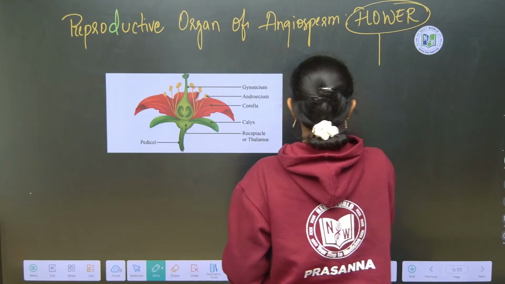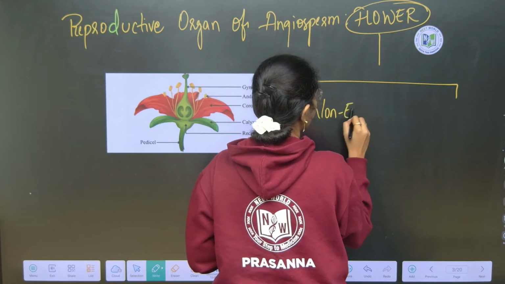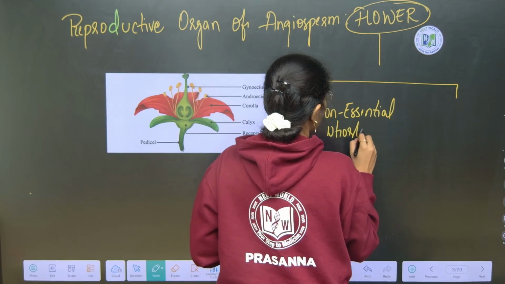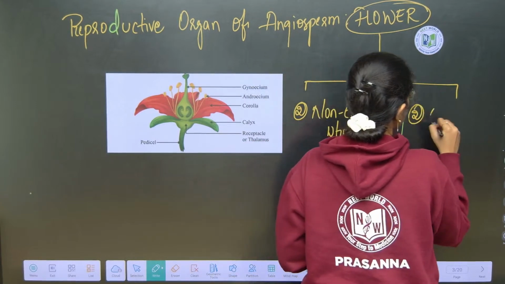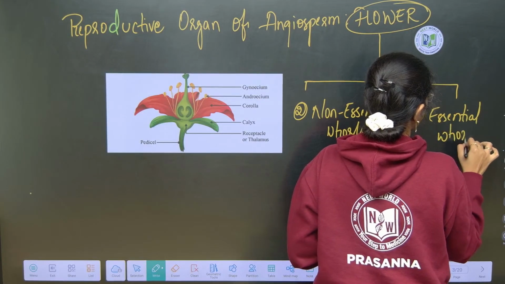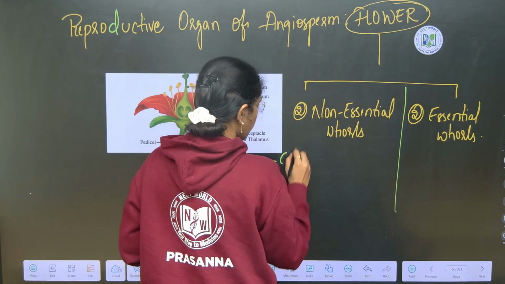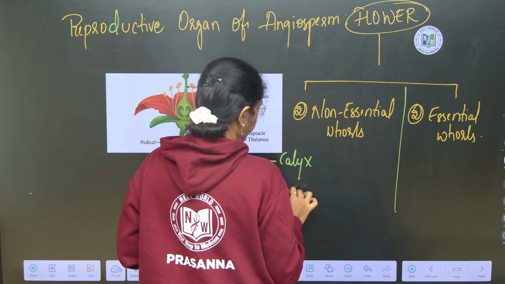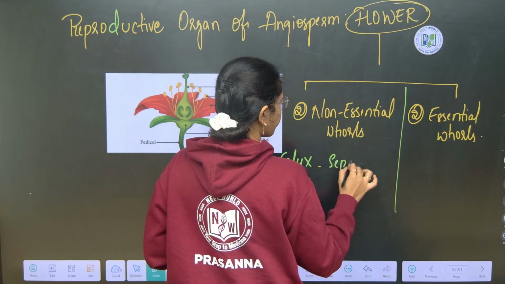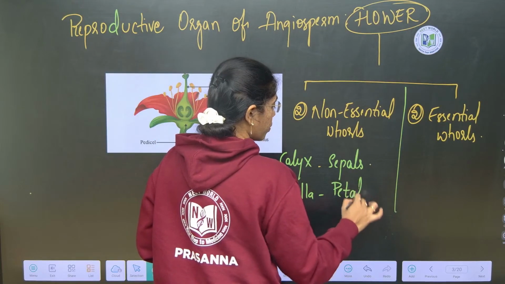This flower will be having 2 non-essential whorls and 2 essential whorls. Two non-essential whorls include calyx and corolla. Calyx consists of sepals, corolla consists of petals.